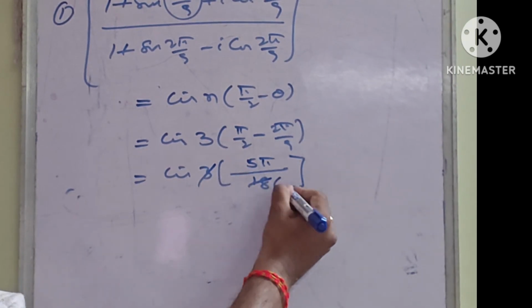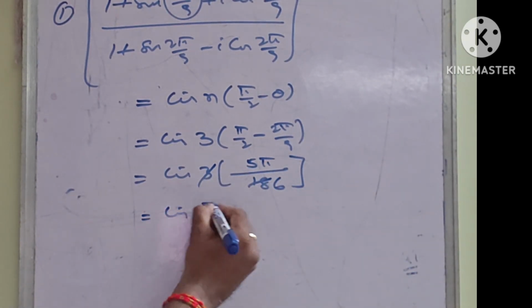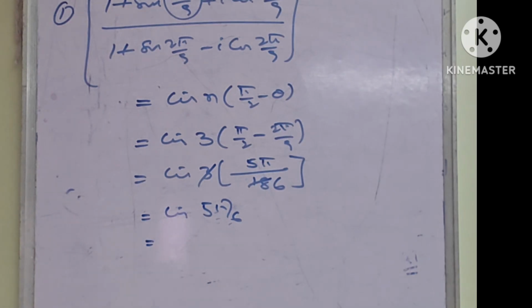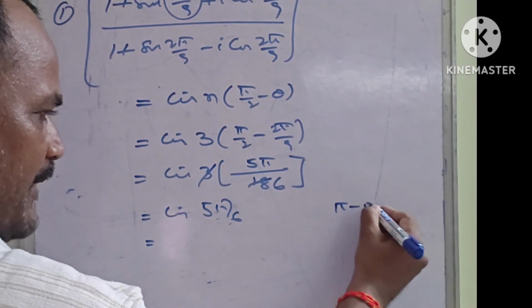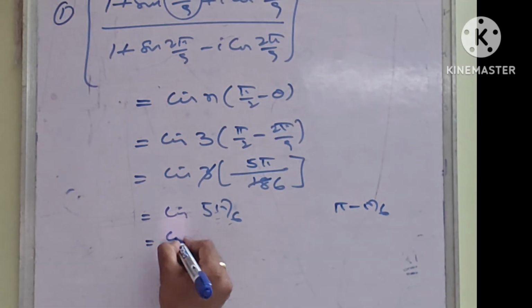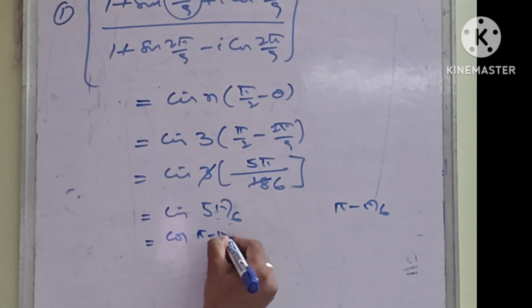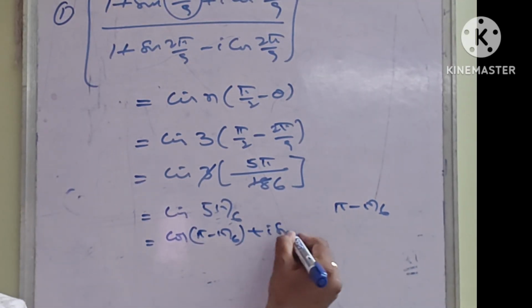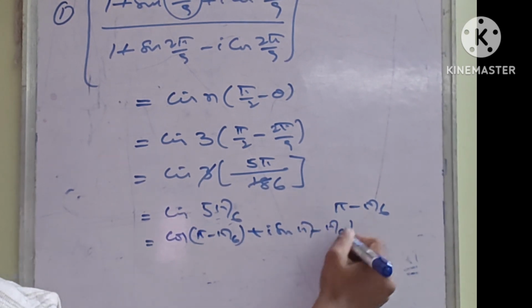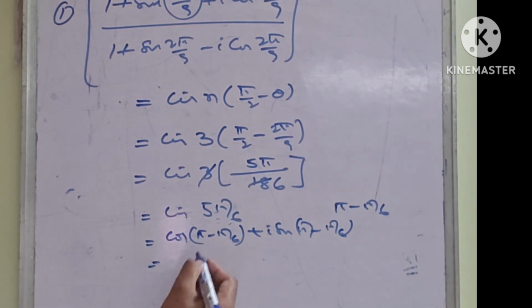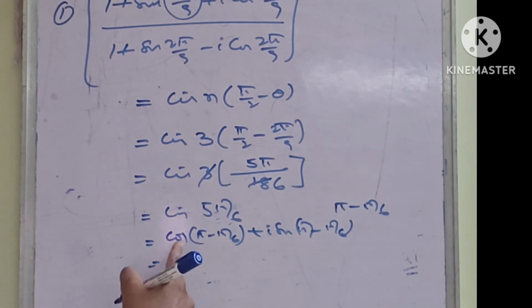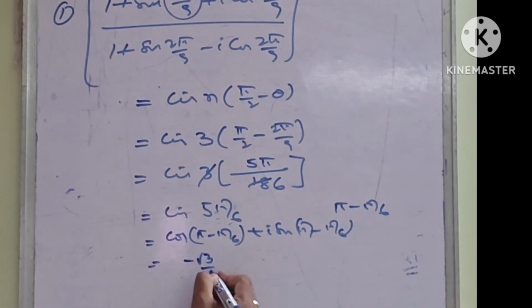So 3 ones are 3, 6 ones are 6, so 5 pi by 6. So 5 pi by 6 means pi minus pi by 6. Now cos of pi minus pi by 6 plus i sin of pi minus pi by 6. Now here, cos of 180 minus theta is minus cos theta, so cos 30 is minus root 3 by 2, plus i times 1 by 2. So that is 1 by 2 times minus root 3 plus i. So this is the answer.